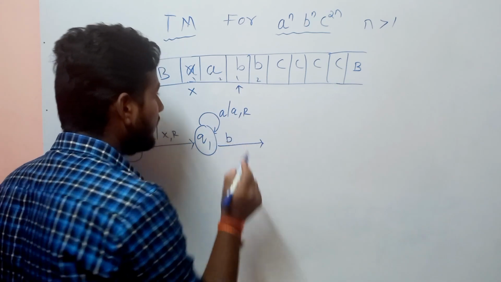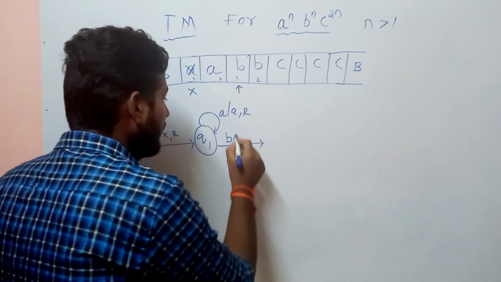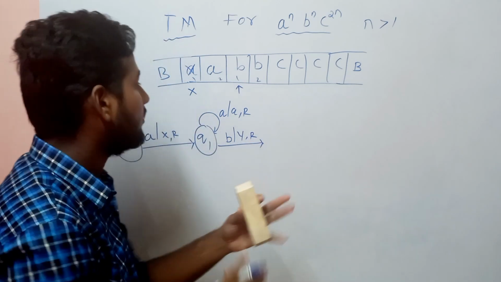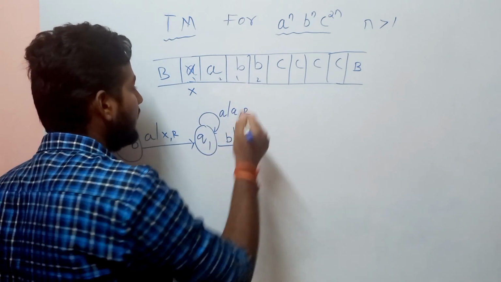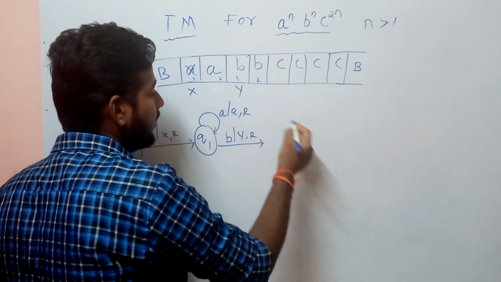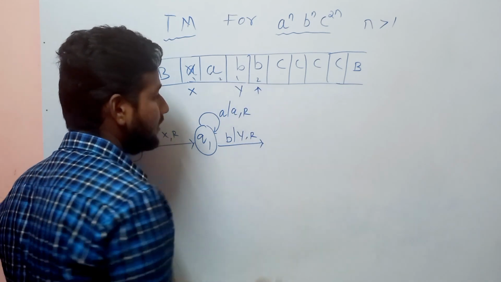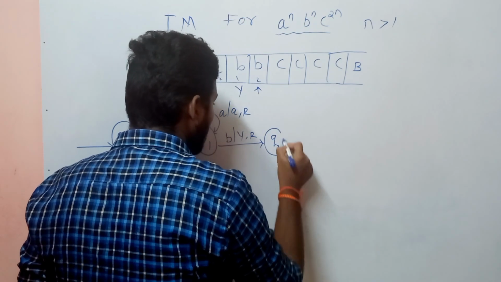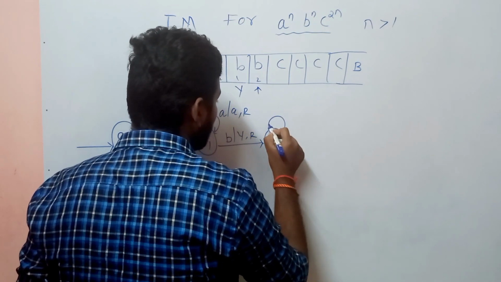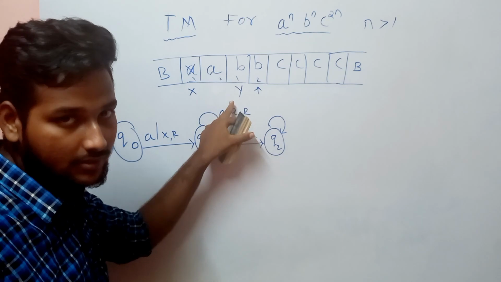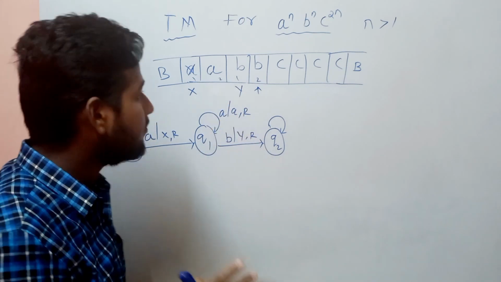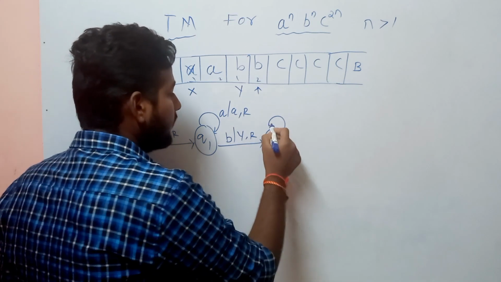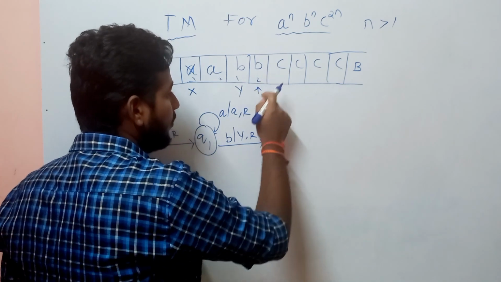Whenever we find the first B value, we make this B as Y and the direction is R. Now the pointer is here. The state changes from Q1 to Q2. After making this B as Y, we search for two C's because the C count is 2 power n. We search for two C's, and the pointer is here.